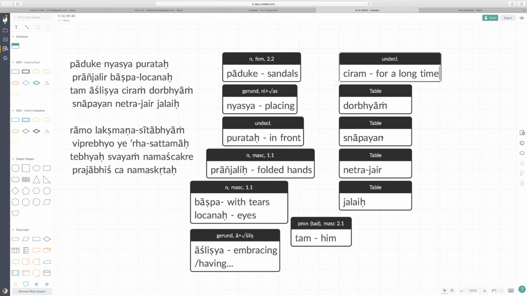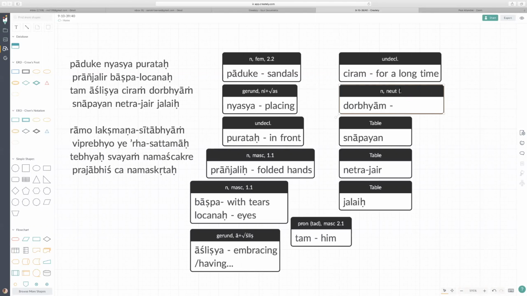Dorbhyam. Noun 3.2. So bhyam, it's another ending that is immediately highlighted everywhere. You have three options for it: 3.2, 4, and 5. 3, 4, 5 dual, okay? Noun, I think it's neuter. Now, what's the noun? Can you tell me the noun? Anyone? Well, basically, you just need to see what's before the ending here.